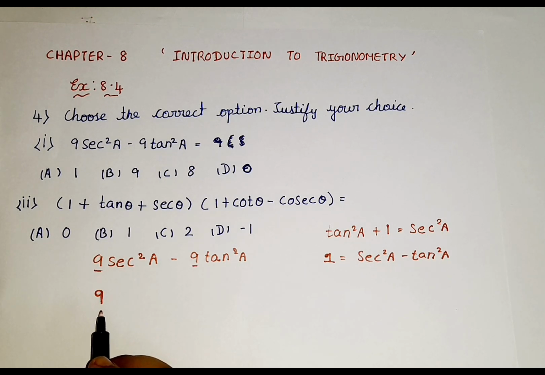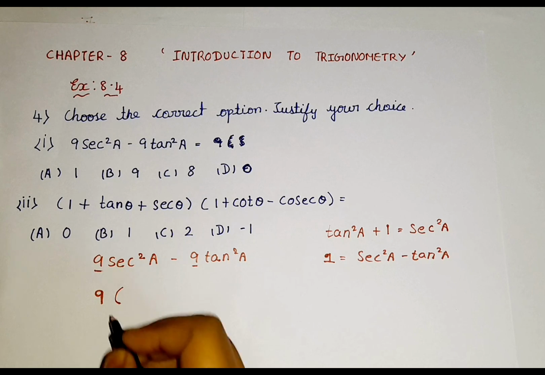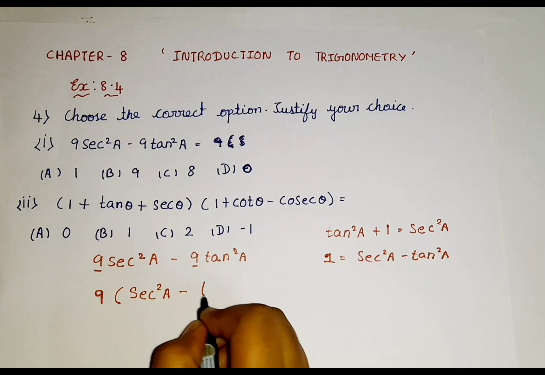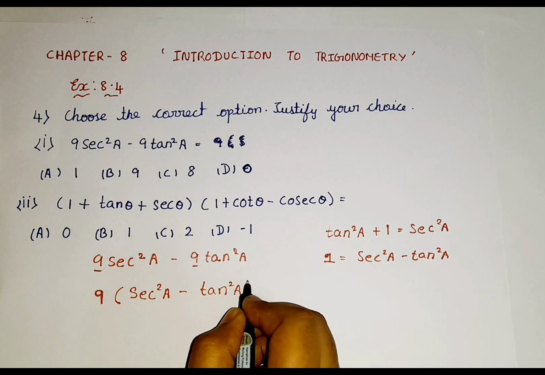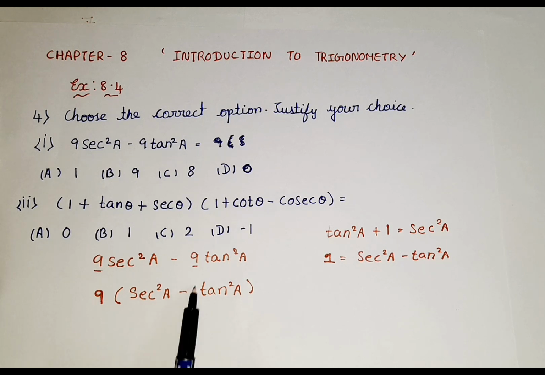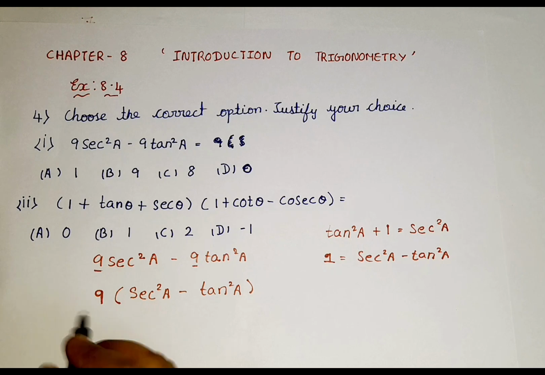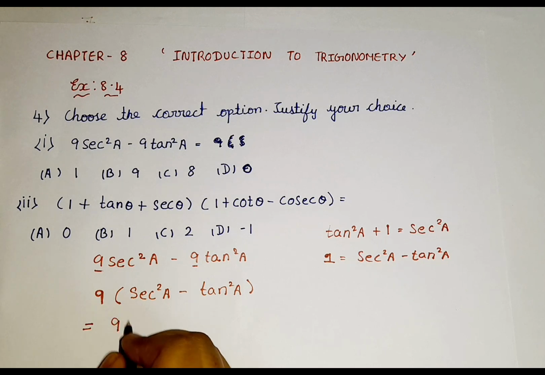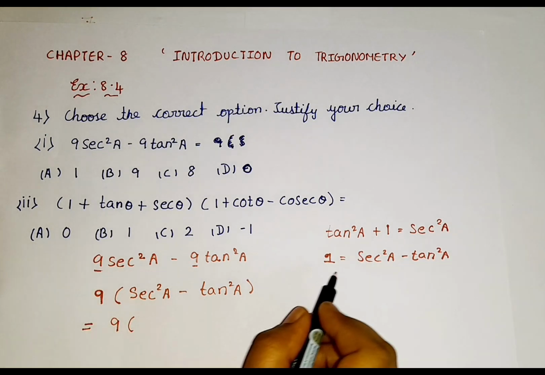After taking 9 as common, we can write a bracket with secant square A minus tan square A. Now we can actually apply the formula, isn't it? Because after taking the 9 as common, we have secant square A minus tan square A, so there is no interruption. Earlier we had a problem because of the 9, that's why it was somewhat complicated. Now that we have taken it as common, it is not complicated. So we can write 9, bracket, secant square A minus tan square A, so the value is 1.